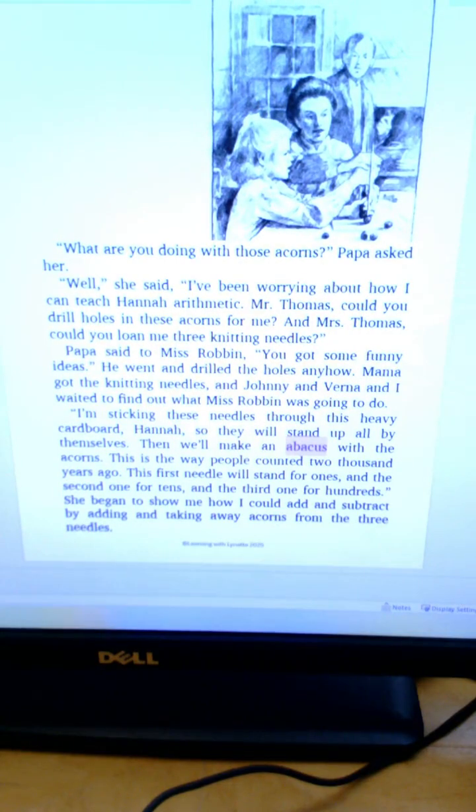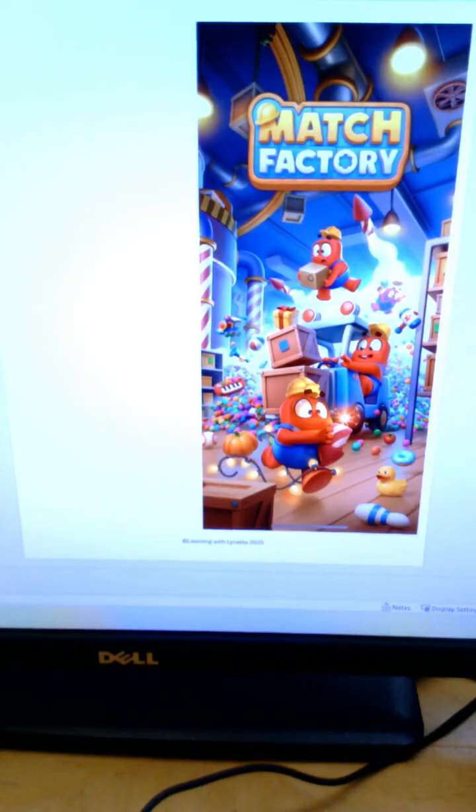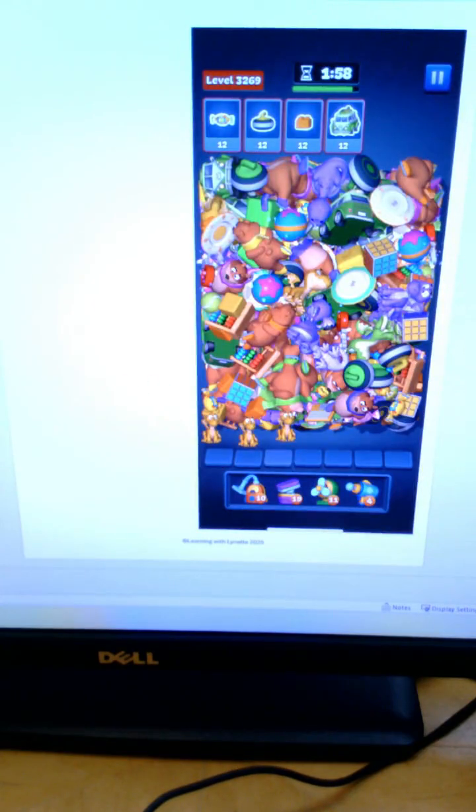So the next one was this one, which was, I don't know if anybody's played Match Factory on their phone. I was playing Match Factory and noticed, anybody notice anything here?